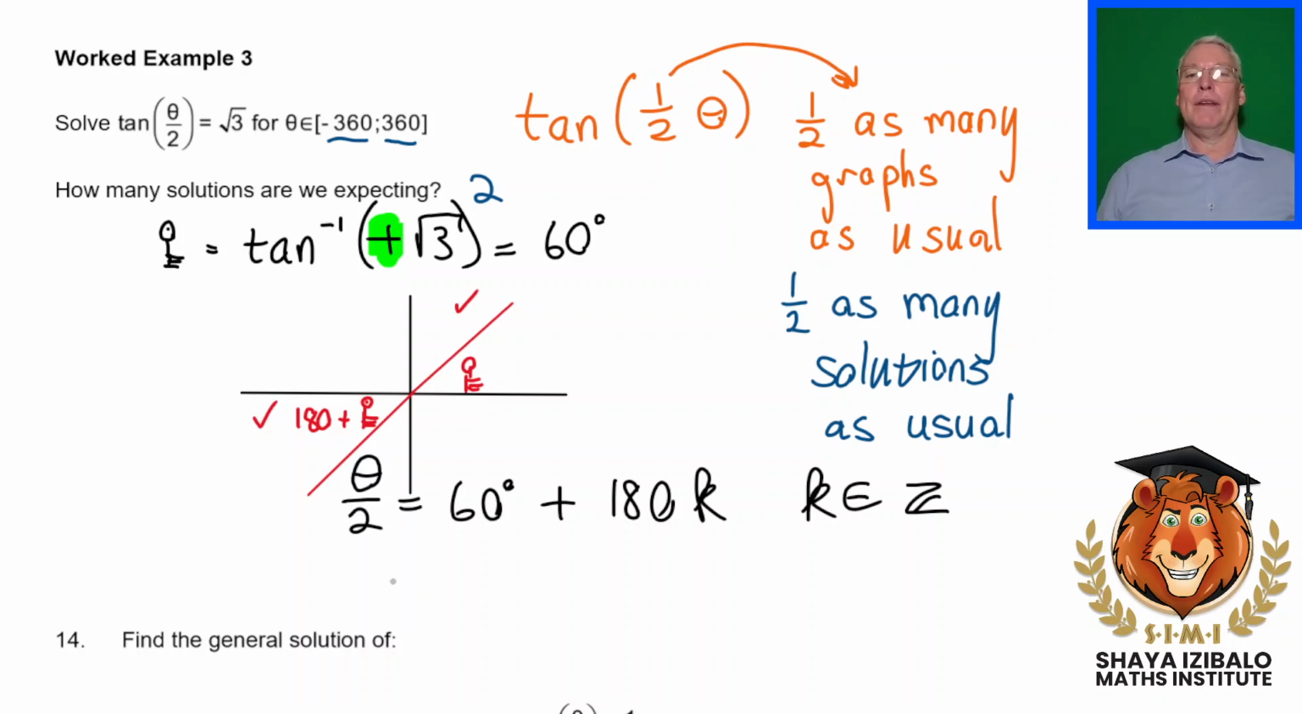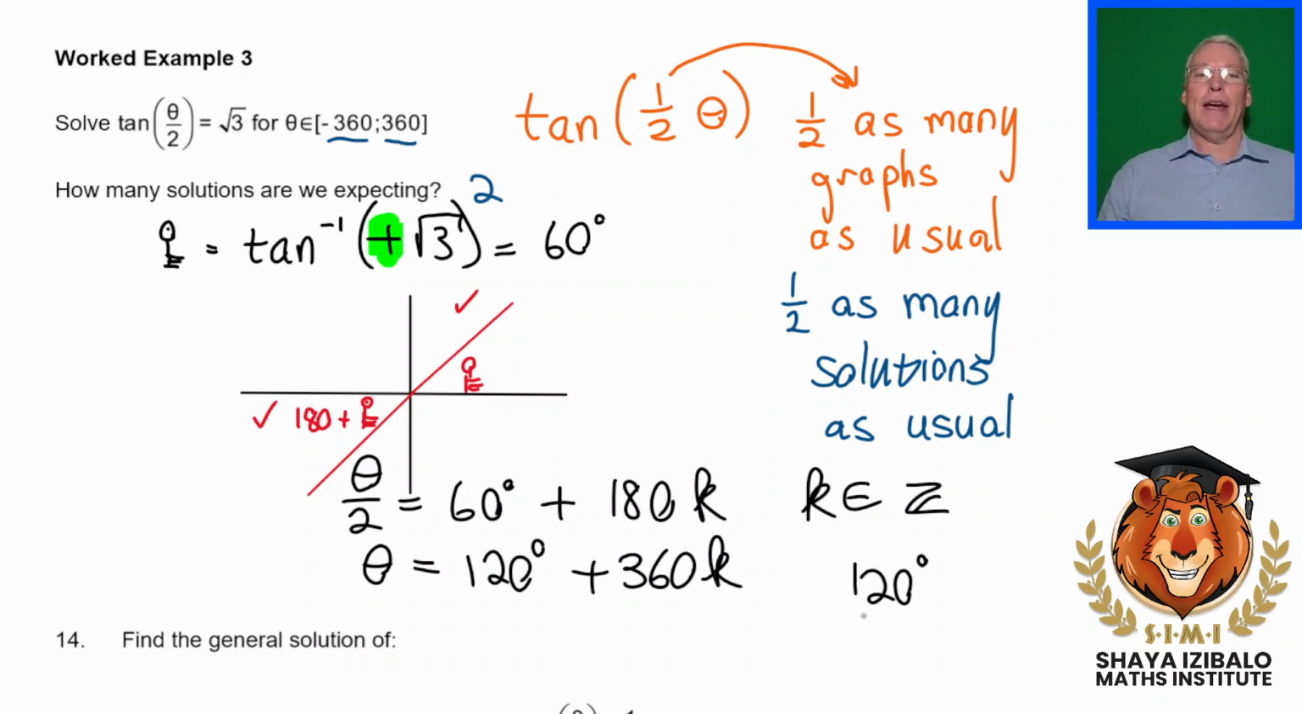Okay, so we know that. Now what we're going to do is multiply everything through here by 2. And we get theta is 120 degrees plus 360k. That is a general solution. Now we want the specific solutions from minus 360 to 360. So if k is 0, then we get 120. If k was 1, we would get 120 plus 360, which is 480.